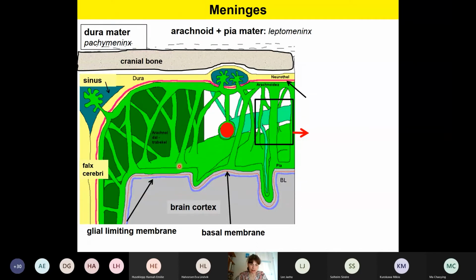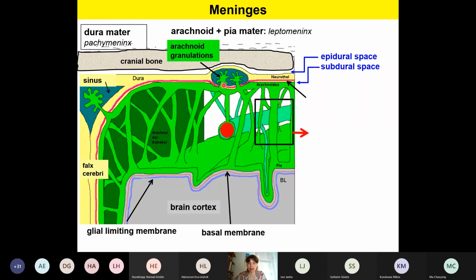The pia mater is directly on the surface of the brain. It follows the surface of the brain. It invaginates into these grooves as well. And the arachnoid follows only the surface directly under the dura mater. And we will also speak about these arachnoid granulations, which will be important for the reabsorption of the cerebrospinal fluid.